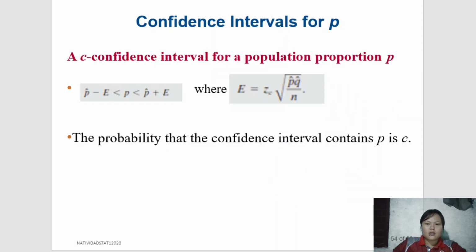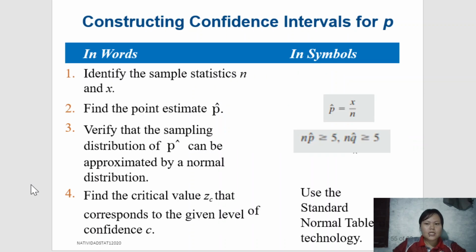Okay? So, for confidence interval for population proportion, same lang naman siya, p hat minus E, where your E is, ito ang formula. E is equal to z_c times square root of p hat q hat over n. Okay? So, in summary, ito yung steps na i-conduct ninyo.